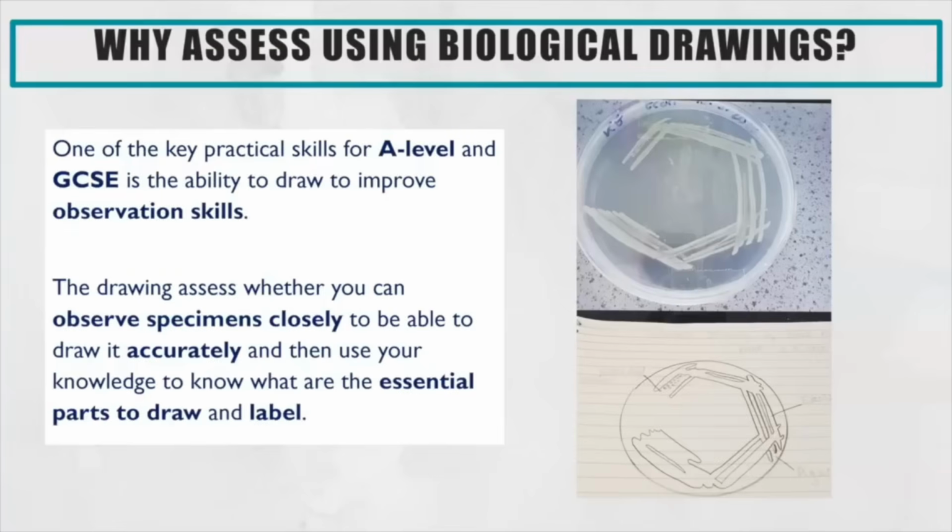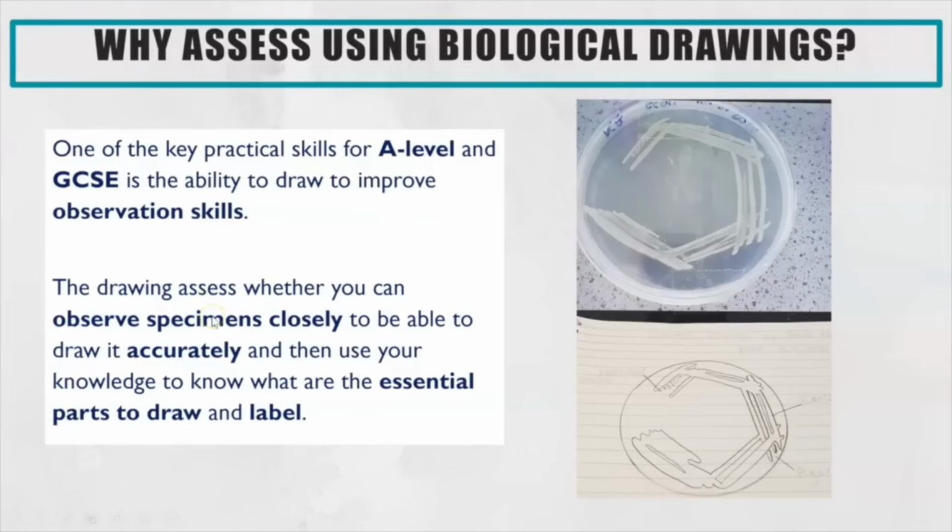Now, one of the key things that students thought when this was introduced to the A-level and the GCSE specifications was, why are we being asked to do drawings or critique drawings in a biology exam? And the reason for this skill is to improve observation skills. Now, for some experiments, you might be recording data which is numerical. But in other experiments, like we can see here, growing bacteria in a petri dish, the observation is more visual, and the best way to record those observations is with a diagram.